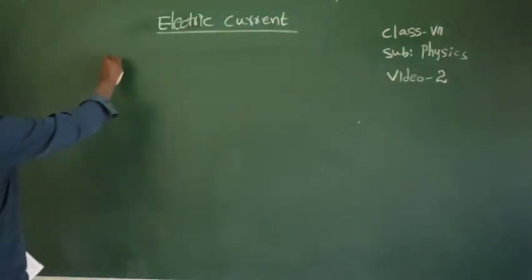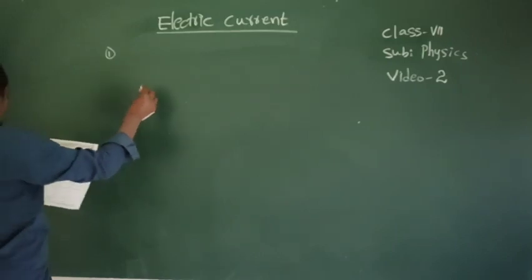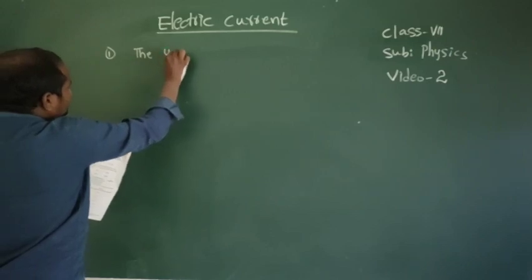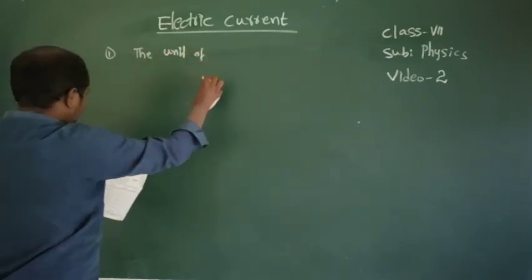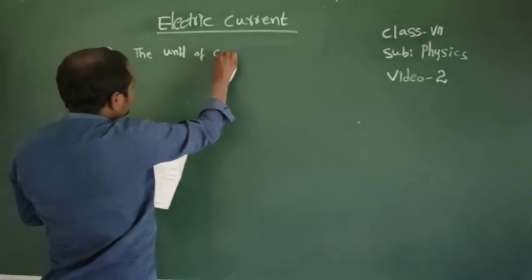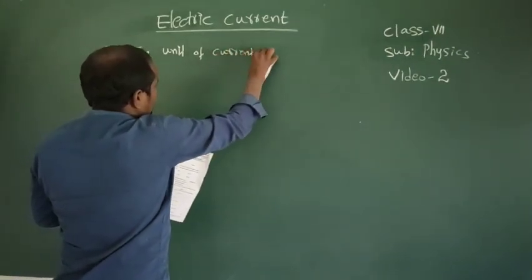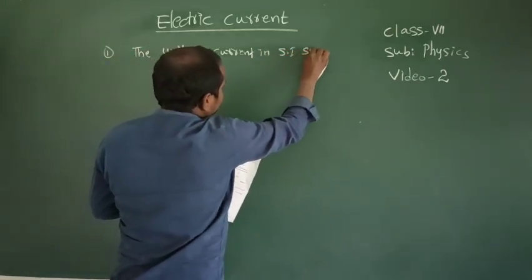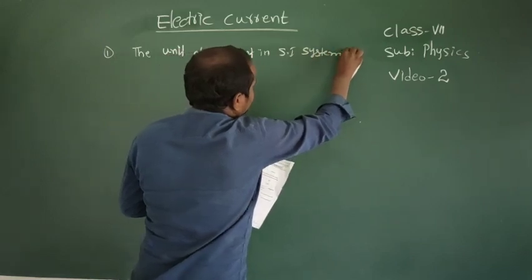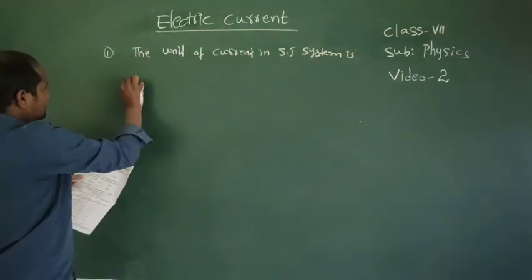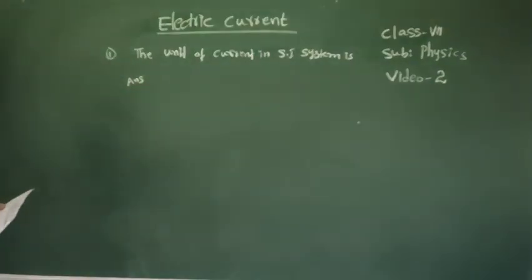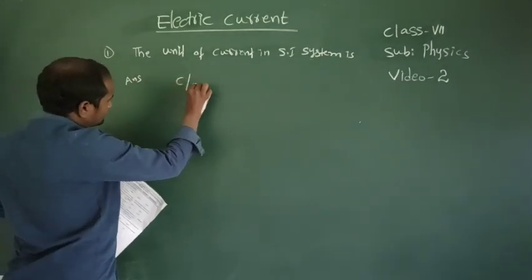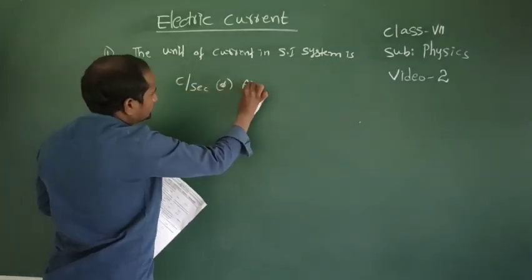In the first one, the SI unit of electric current in SI system. What is the answer? The SI unit of electric current is coulomb per second or ampere.